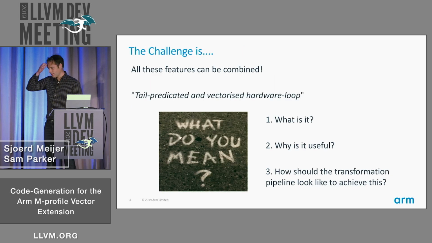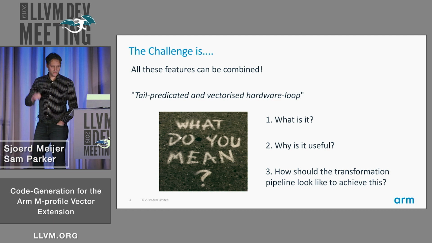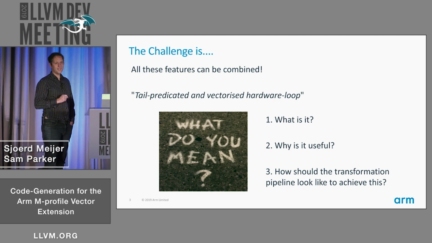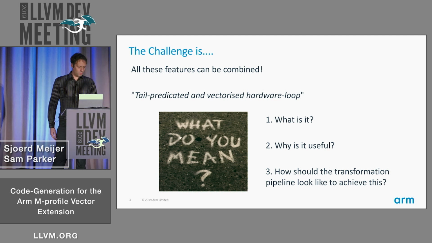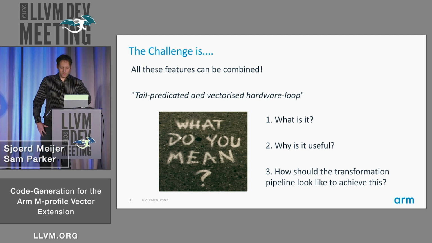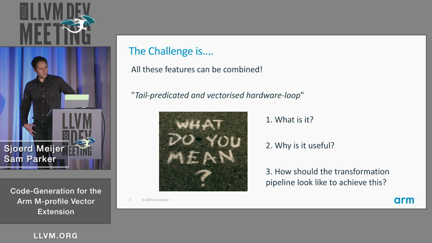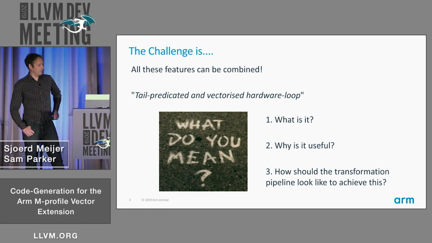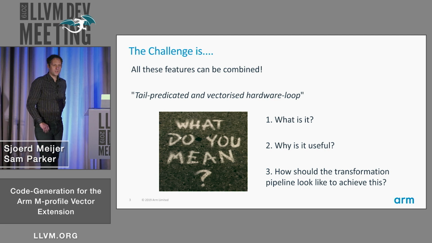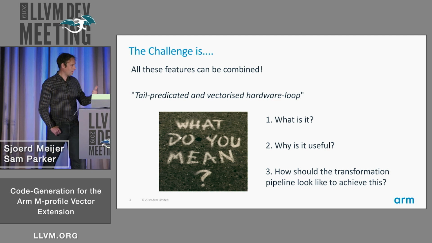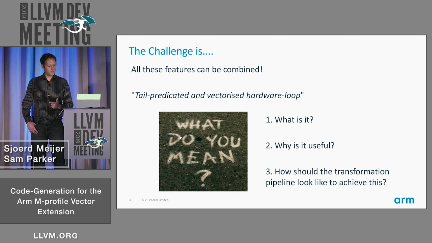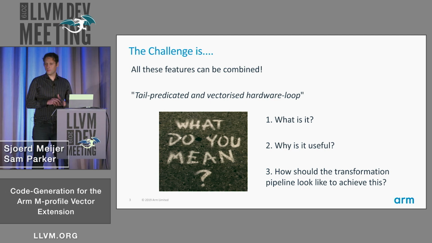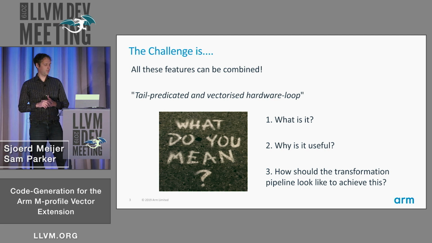So I've just introduced these 3 big architecture features: hardware loops, vectorization, and predication, and this can all be combined. What that means is that, for example, for a loop, we can now generate a tail-predicated and vectorized hardware loop. Well, that's a lot of things. I see you thinking, what do you mean? So yes, we need to explain what it is, of course, why it is useful, and then we're going to talk about how we actually achieve that, how our transformation pipeline looks like to generate code for this.